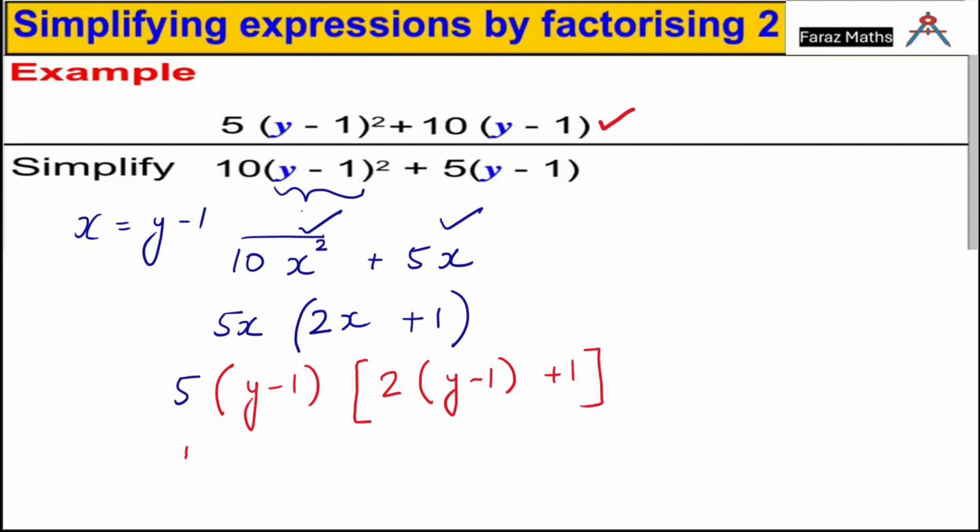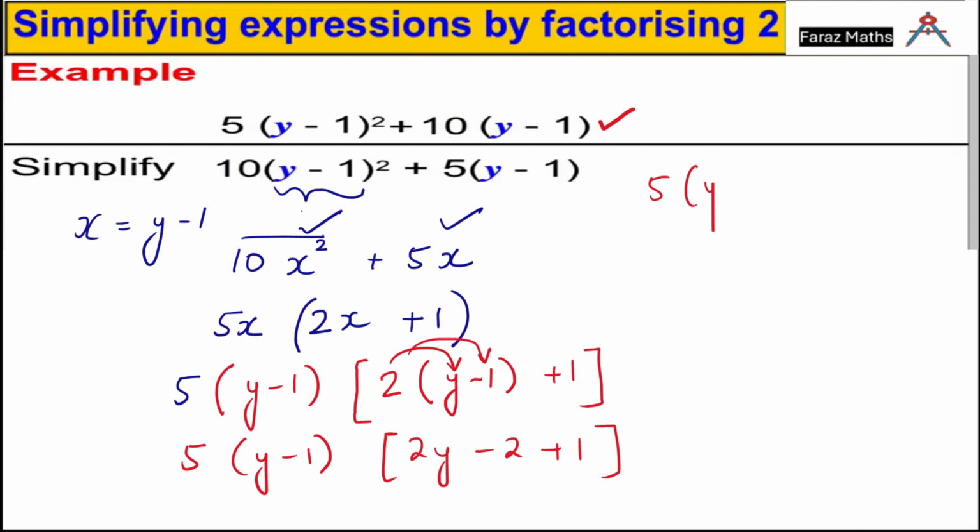Close the bracket. Now you have 5 bracket y minus 1, and then again you have to multiply 2 with y, 2 with minus 1, so that will give you 2y minus 2 plus 1, and then in the last step we can write 5 bracket y minus 1, and then 2y minus 2 plus 1 is minus 1, and that's our answer. Okay, coming to the next question.